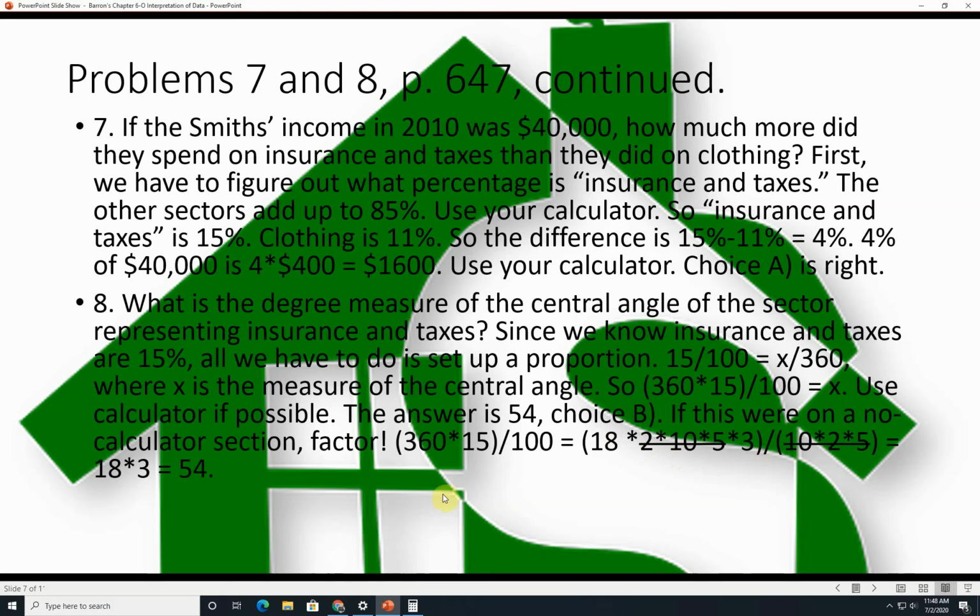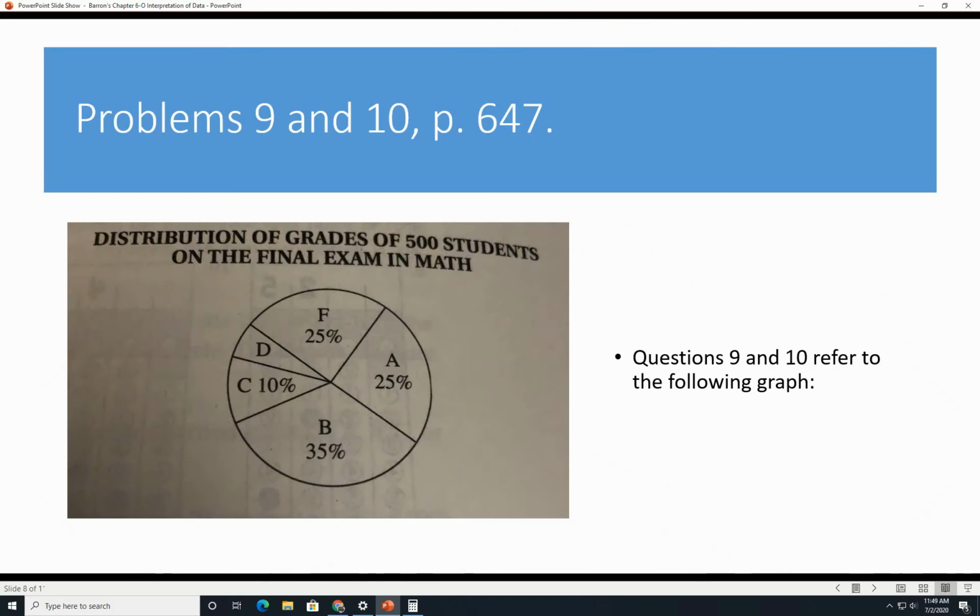Then we have 18 times 3, which hopefully you could multiply. At the very worst, just write it out in your question booklet, not on the answer sheet. Write it, and you'll get 18 times 3 equals 54. All right, so that's pretty easy, right?